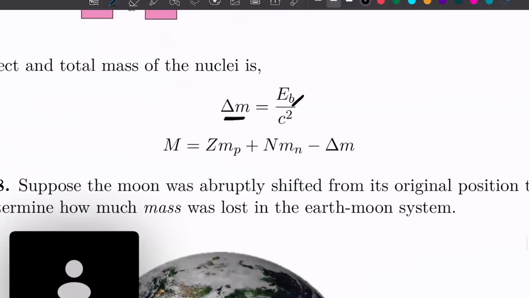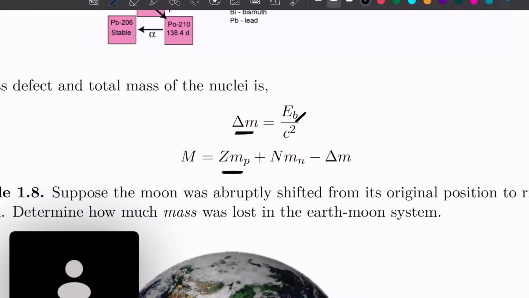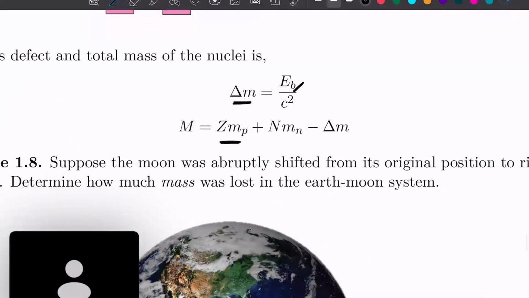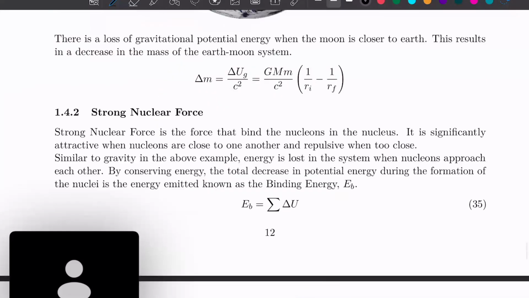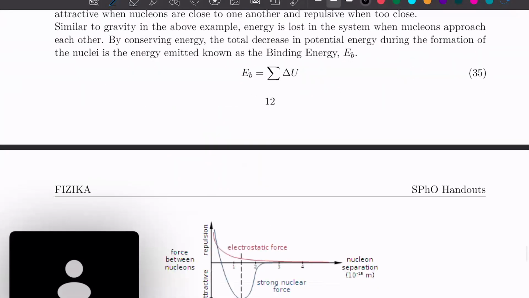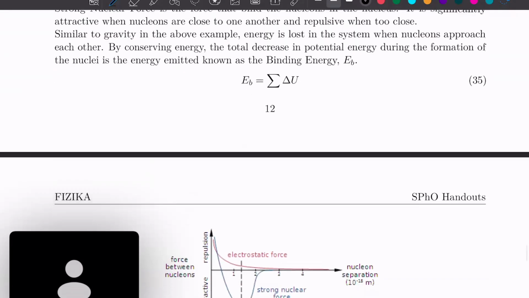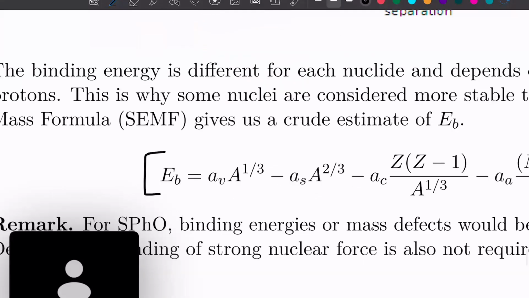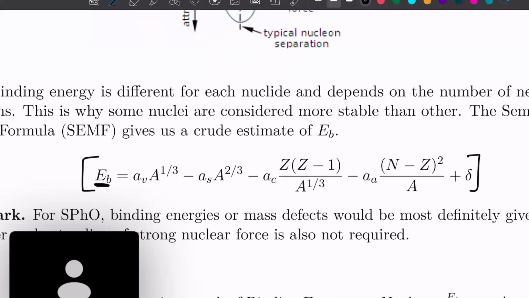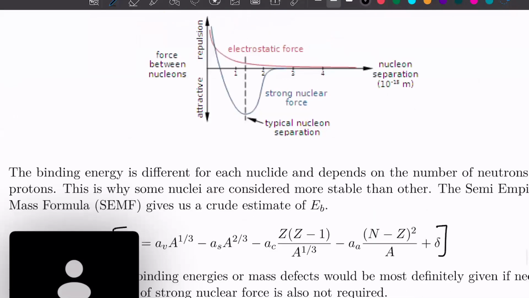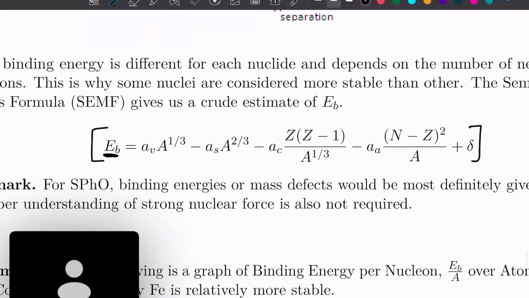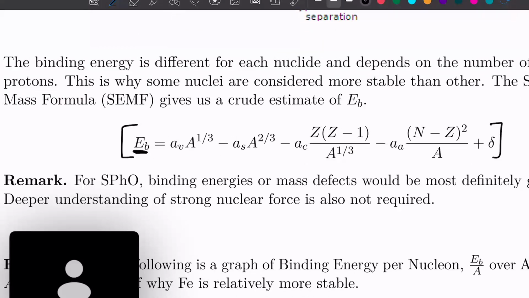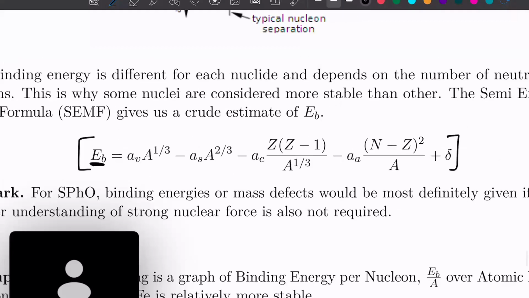This is again a bit more common sense. So Z is the number of protons times the mass of each proton, plus the number of neutrons times the mass of each neutron, and then you minus the mass defect, and then you'll get the mass of the nucleus. Okay, so this is one way to find it. It's not 100% accurate. It's an approximation, and you can basically approximate the binding energy of a nucleus.